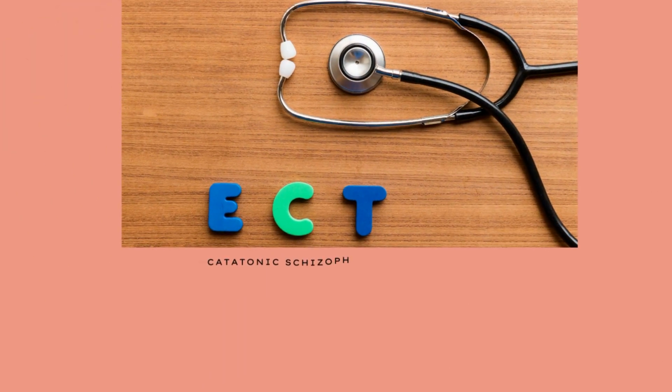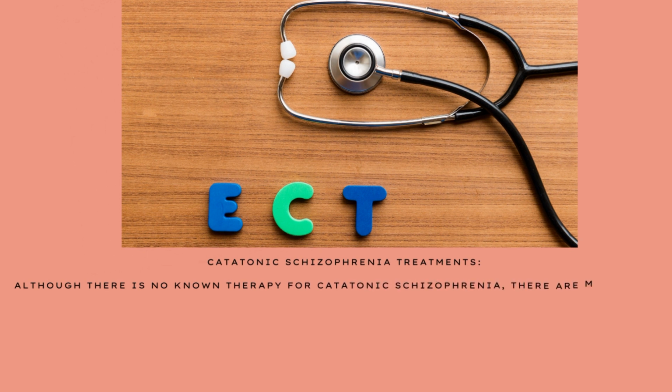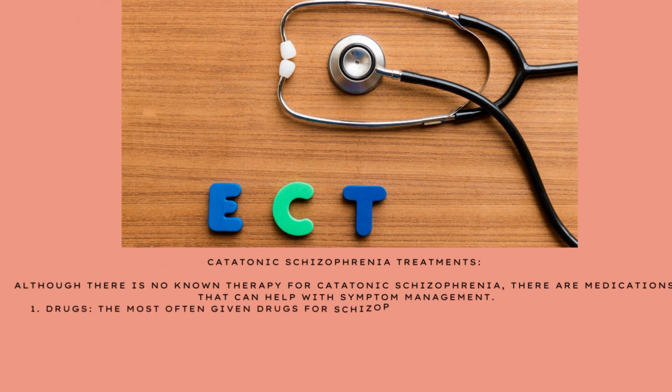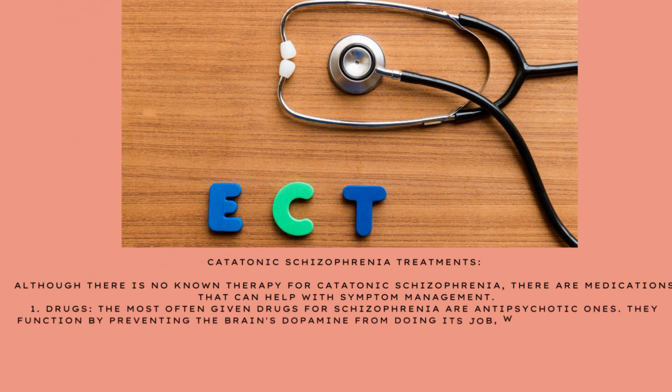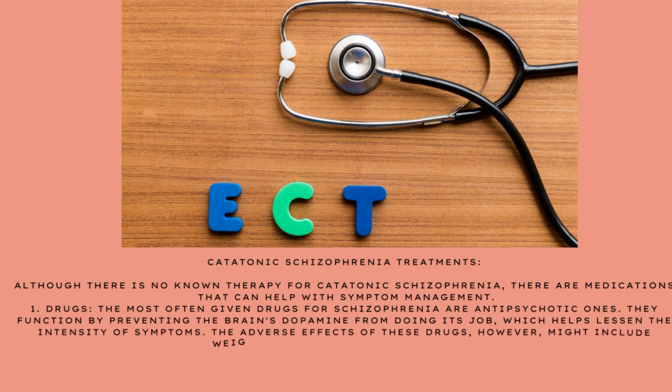Catatonic schizophrenia treatments. Although there is no known therapy for catatonic schizophrenia, there are medications that can help with symptom management. 1. Drugs. The most often given drugs for schizophrenia are antipsychotic ones. They function by preventing the brain's dopamine from doing its job, which helps lessen the intensity of symptoms. The adverse effects of these drugs, however, might include weight gain and mobility problems.